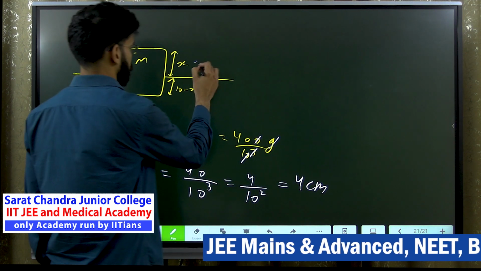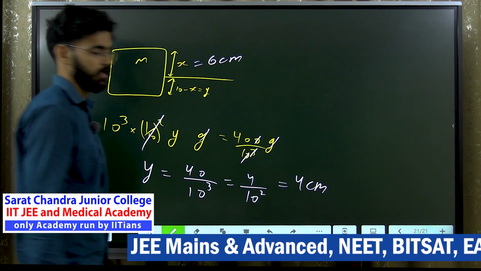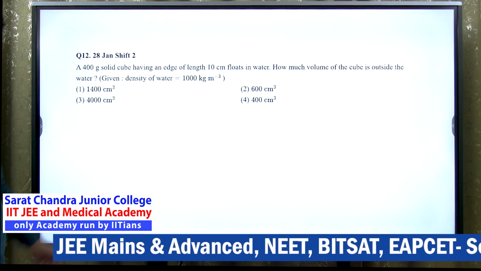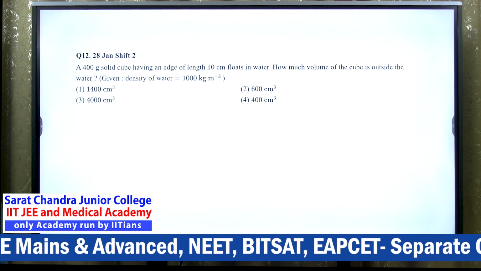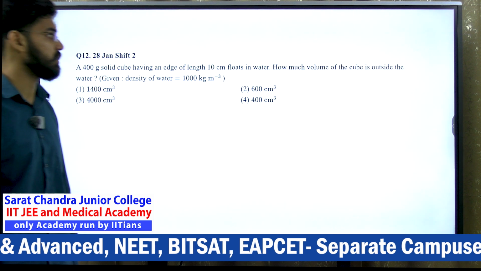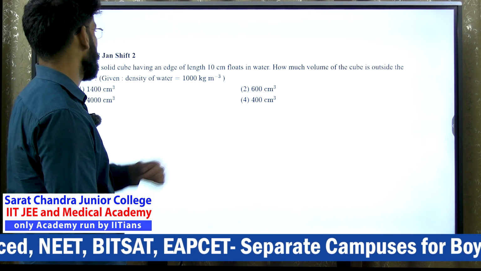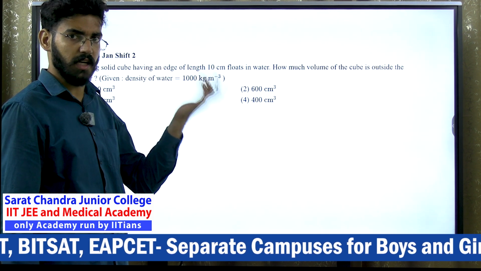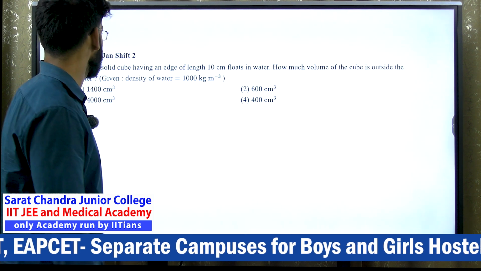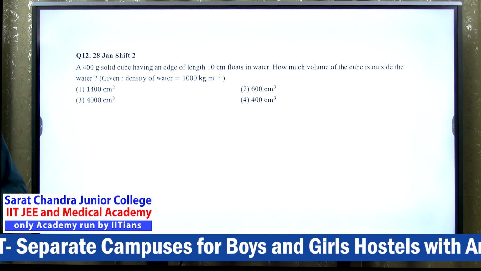So outside is how much? 6 centimeter, because the total is 10 centimeter. That's it. So the answer is 6 centimeter outside. But the volume is being asked for outside. So 6, and length and width are 10, 10, right? So 600. So the answer is your second option. So the 12th answer is the second option.